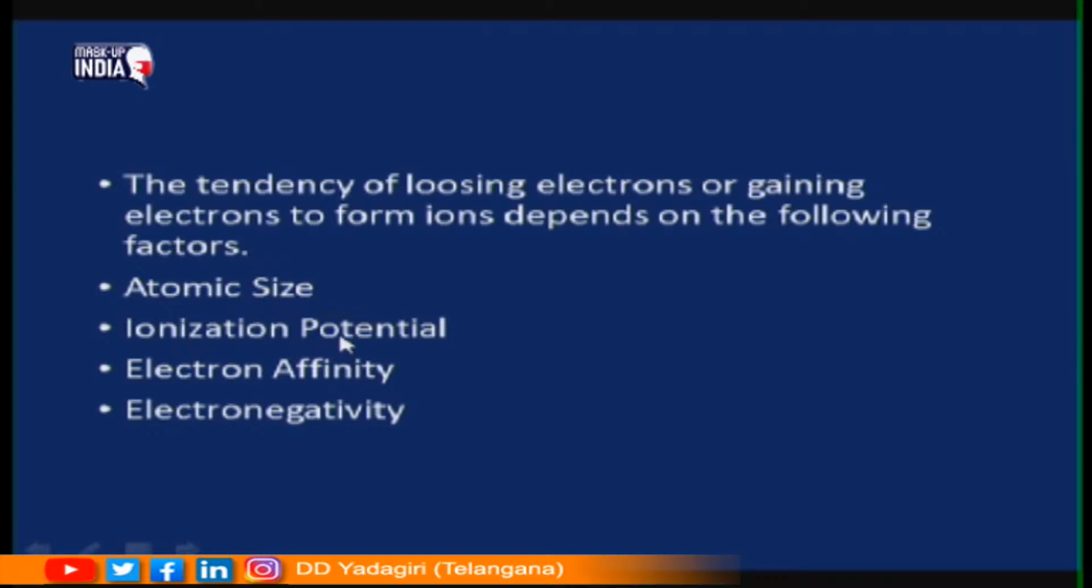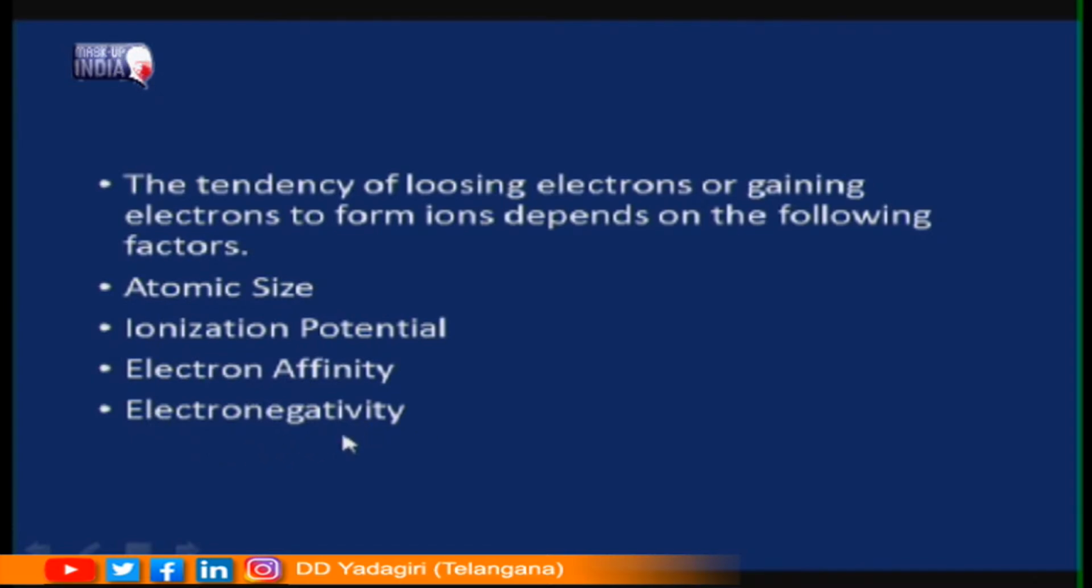Now, what is ionization potential? It is the energy required to remove an electron from the outermost shell of an atom. Now, what is electron affinity, children? If an electron is added into the outermost shell of an atom, some amount of energy is released. So, ionization potential is the amount of energy absorbed by the atom to remove an electron. Electron affinity is the amount of energy released when an electron is added to the outermost shell of an atom.